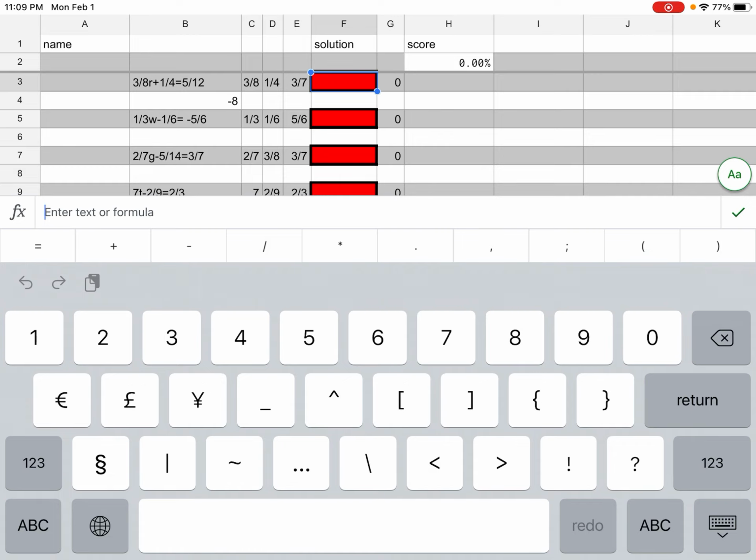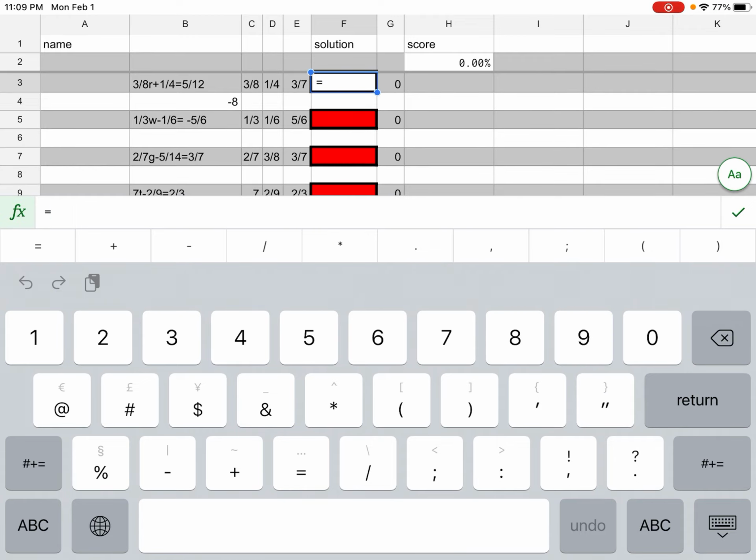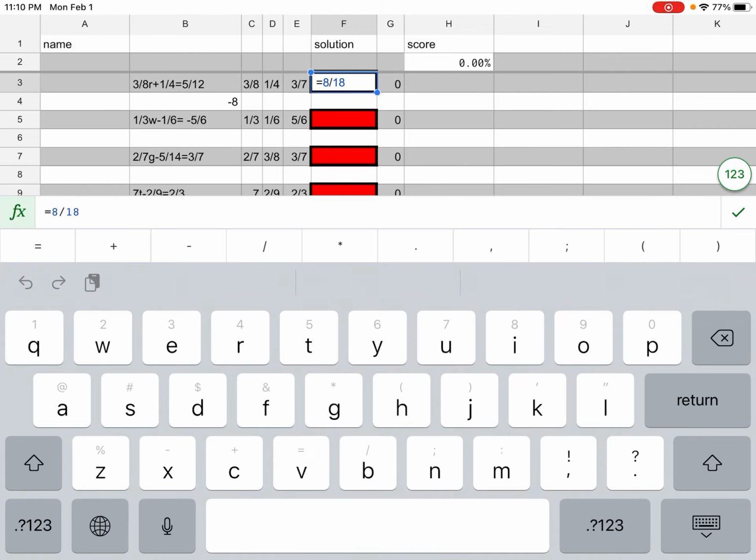Remember, if it's a fraction, you need to address it as equals. Otherwise, it'll think that you're putting in a date. And that is 8/18. Hit enter. Okay, it didn't turn green, so I was incorrect. So minus 1/4, which is 3/12. 5 minus 3 is 2/12. Okay, so then 1/6. Multiply by the multiplicative inverse, so 8 times 1 is 8, 3 times 6 is 18.